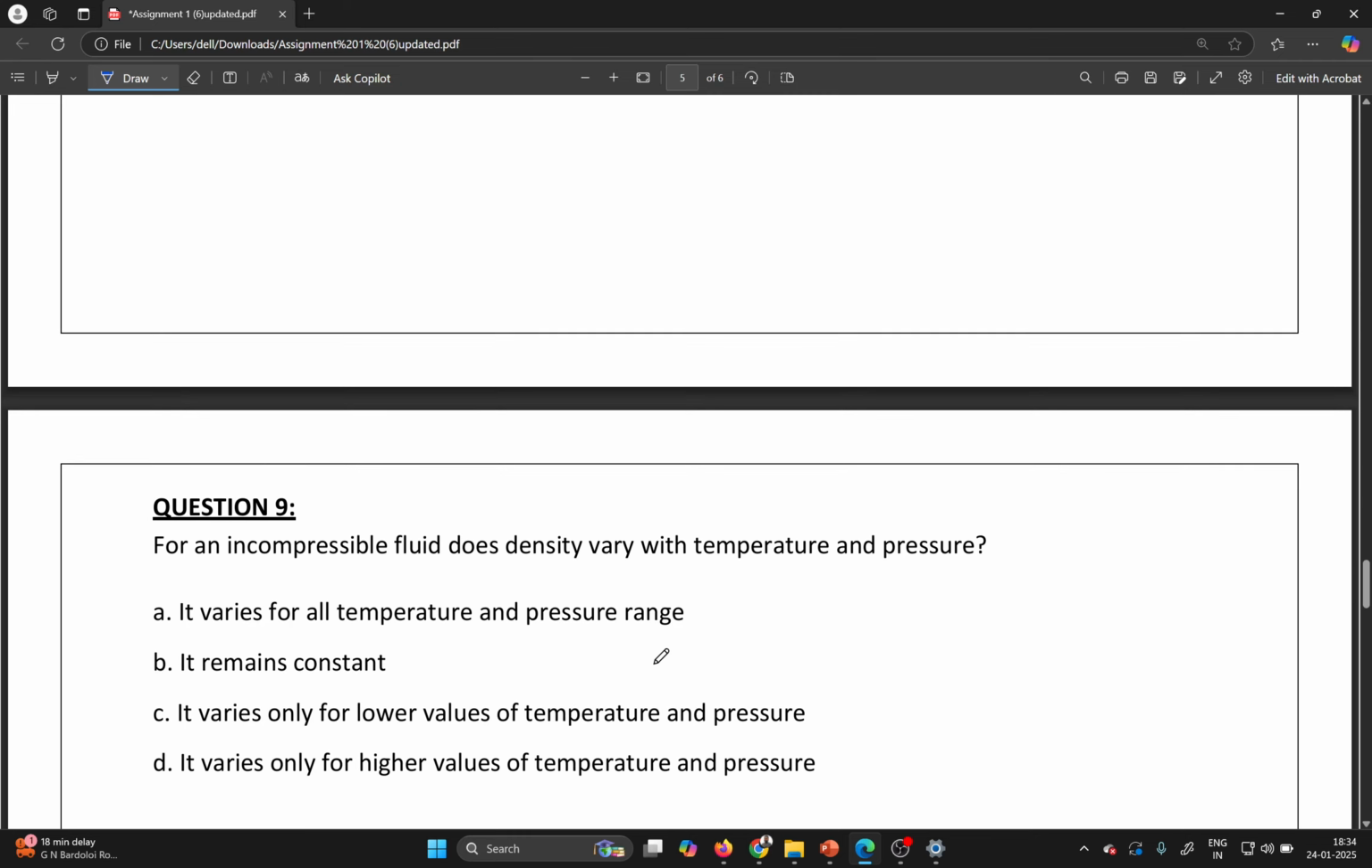Question number 9: for an incompressible fluid, does density vary with temperature and pressure? We are talking about the incompressible fluid here. Option A, it varies for all temperature and pressure ranges. Option B, it remains constant. Option C, it varies only for lower values of temperature and pressure. Option D, it varies only for higher values of temperature and pressure. Please everyone try to give your answer for question number 9.